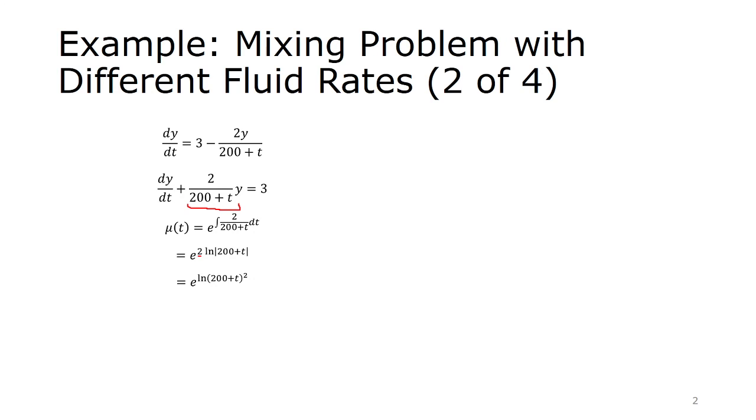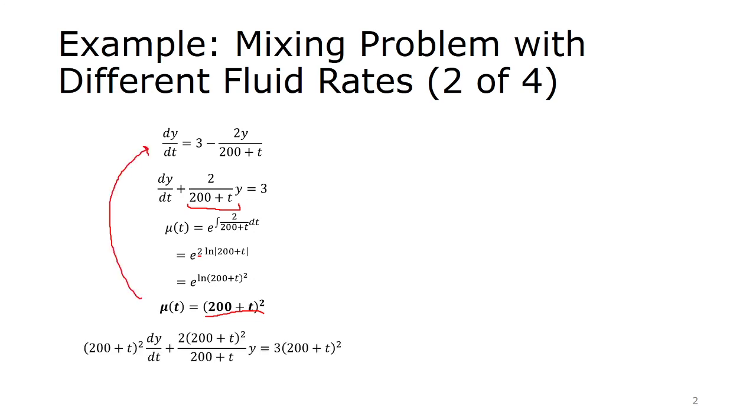And since we're squaring those numbers, we don't need the absolute value anymore. So undoing those inverses, e to the log, those are inverse functions. They'll remove each other. We'll be left with just simply 200 plus t squared for our mu of t function. So remember, for that integrating factor method, we need to take that expression and multiply it by each term of the differential equation. And so that looks like 200 plus t squared times dy/dt, and then we multiply it by those other two terms as well. Don't forget the right side also.